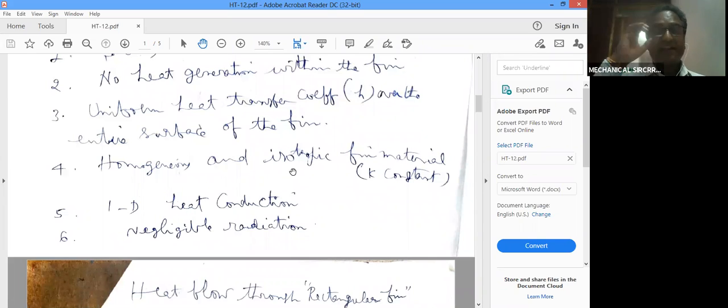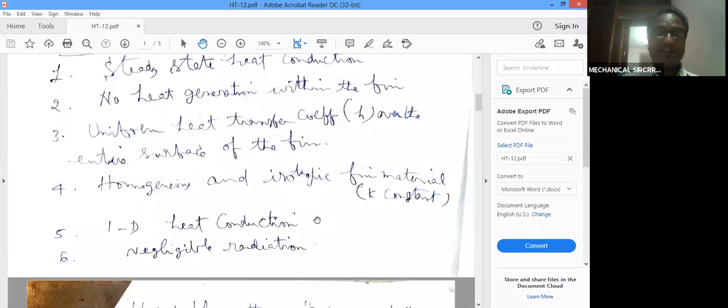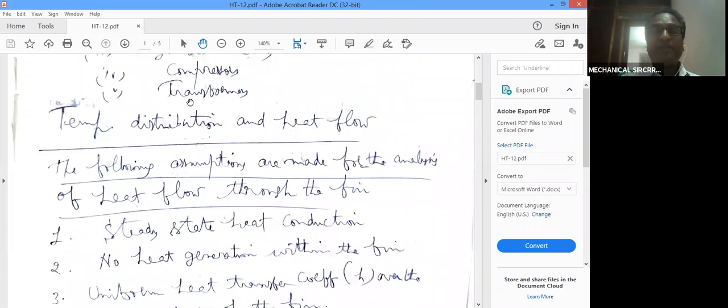Fin material is homogeneous and isotropic, and that is a property. Isotropic property, thermal conductivity K is constant throughout. And here we are considering only one dimensional heat conduction. And we are neglecting the radiation. Negligible radiation. That's why fins are very, very important in mechanical industry or mechanical thermal systems.